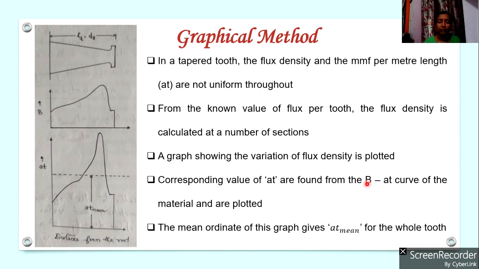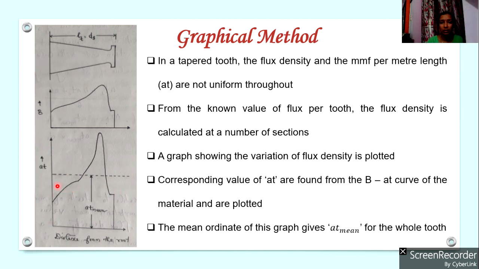So from that curve, calculate the value of AT at different points. So corresponding to different values of B, calculate the values of AT, mmf per unit length, and plot that value in another curve, in this curve. So this curve shows the variation of AT, mmf per unit length along the length of the tooth. So after plotting this particular graph, the graph showing the variation of AT along the length of the tooth, then the mean ordinate of this graph will give us the mean value of AT for the entire tooth.